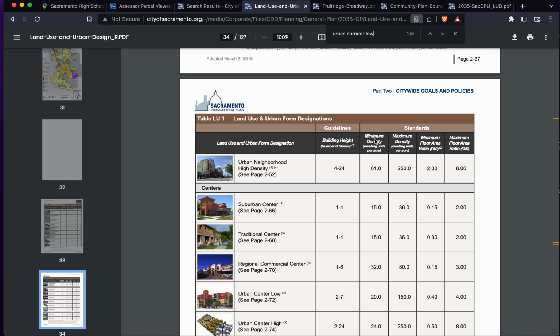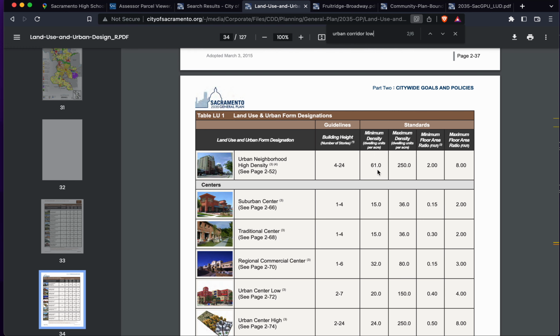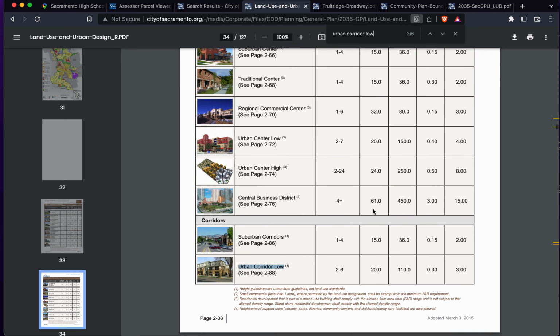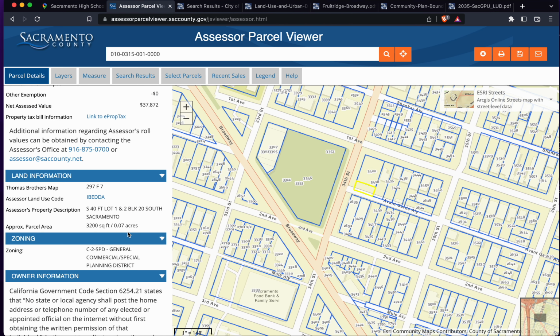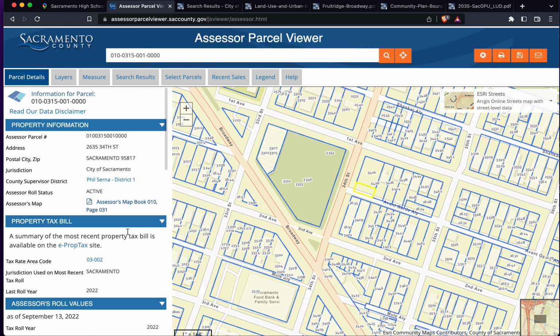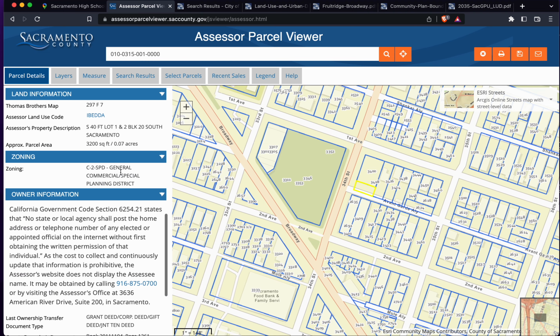For the standards, there's a minimum density, and these are dwelling units because you can put in livable space. That means that somebody can actually put a house or an apartment in that lot, and you can put in a minimum of dwelling units per acre. So here we can put in 20 units for every acre. Now, if we go to our assessor parcel number, the size of our lot is 0.07 acres. So it's not even 1 acre. It's only 3,200 square feet. So we don't need to worry about that one.